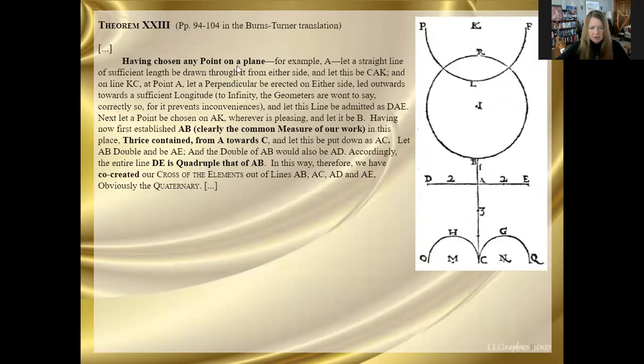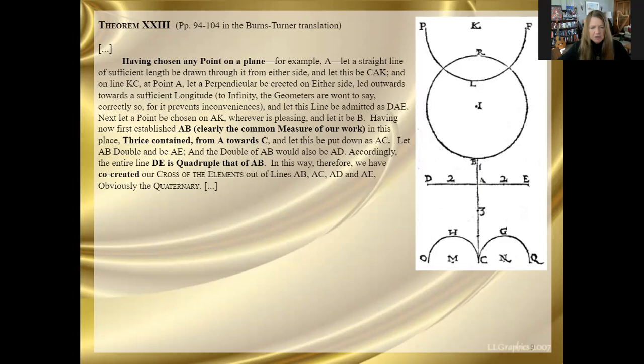Okay, we are going to go on here and continue with his drafting instructions. All right, so then he says, having chosen any point on a plane, for example, A, let a straight line of sufficient length be drawn through it. We read through all this already. At point A, let a perpendicular be erected on either side, led outwards towards a sufficient longitude. To infinity, the geometers are wont to say, correctly so, for it prevents inconveniences. And you have seen how the inconvenience is, you don't run out of paper if it's infinite. And let this line be admitted as DAE.